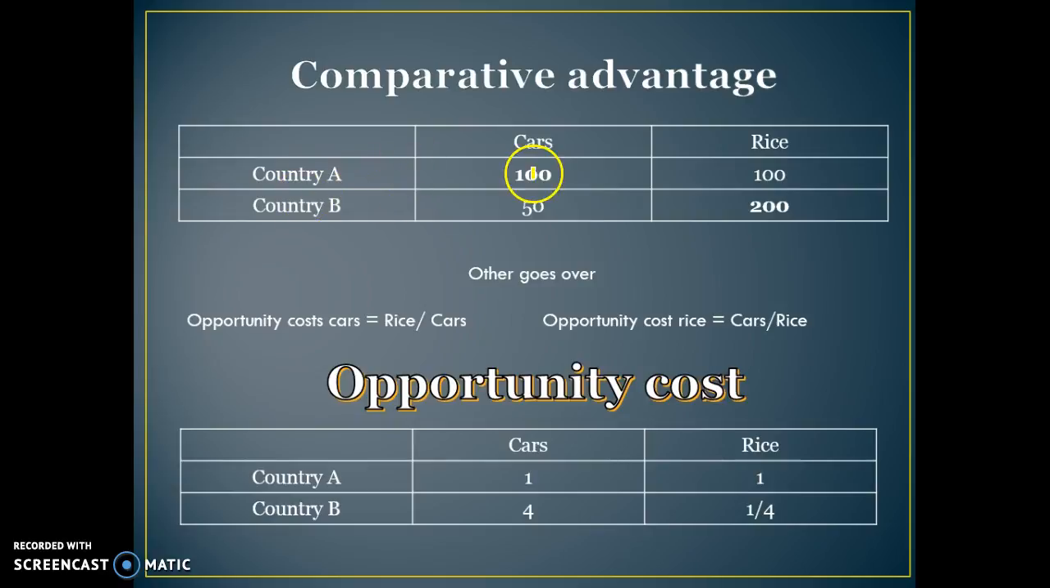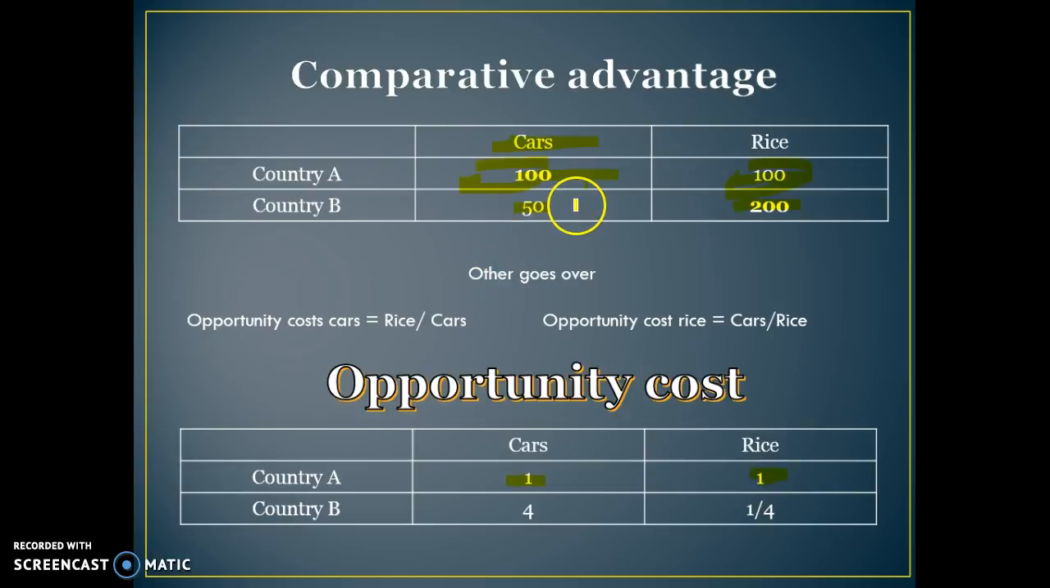You've got country A and country B. Country A, if they split their time evenly, can produce 100 of each. Country B can produce either 50 cars or 200 units of rice. The easiest way to work out the opportunity cost is to do the other product over the one that we're talking about. So if you want to work out the opportunity cost of producing a car, you would do 100 divided by 100. And that's pretty straightforward because they're the same, so you know the opportunity cost of a car is 1, and it will be the same for rice.